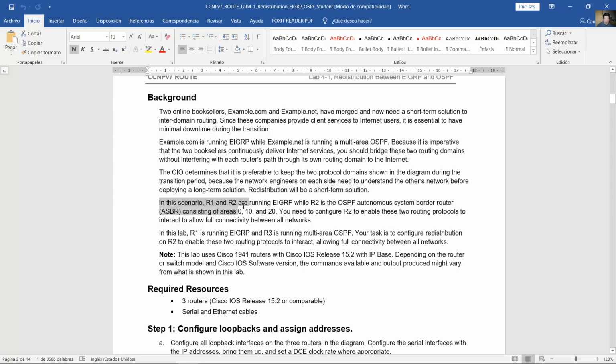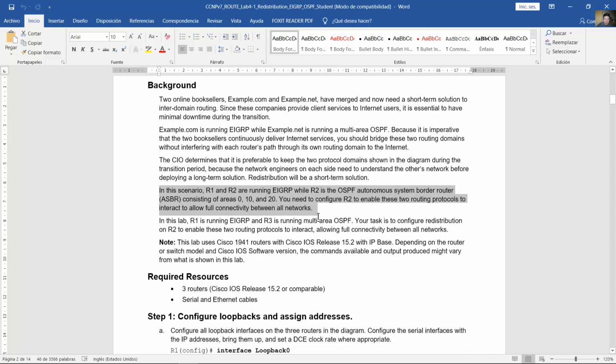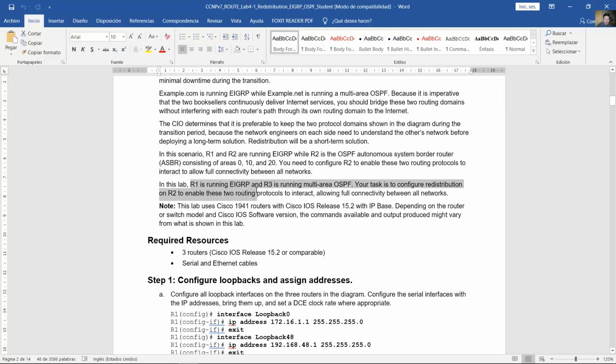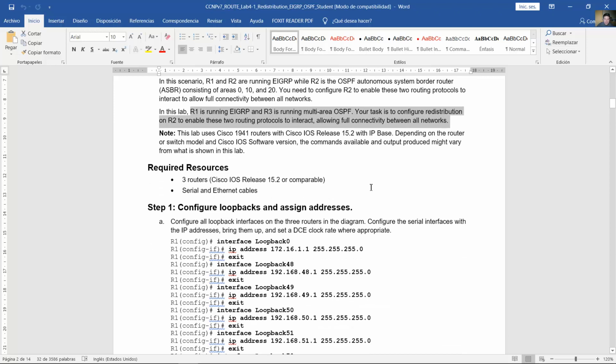In this scenario, R1 and R2 are running EIGRP, while R2 is the OSPF Autonomous System Border Router, ASBR, consisting of areas 0, 10, and 20. You need to configure R2 to enable these two routing protocols to interact to allow full connectivity between all networks. R1 is running EIGRP and R3 is running multi-area OSPF. Your task is to configure redistribution on R2 to enable these two routing protocols to interact, allowing full connectivity between all networks.